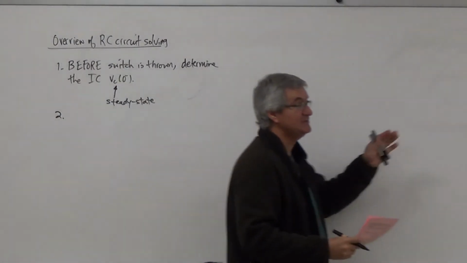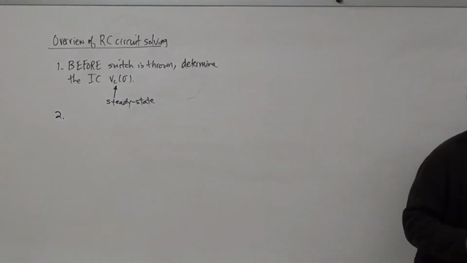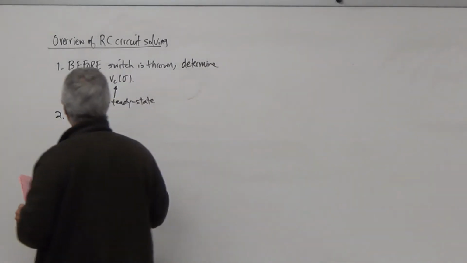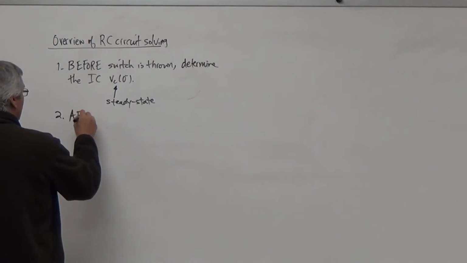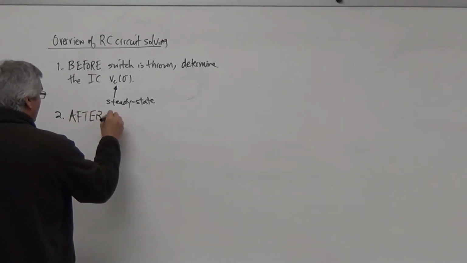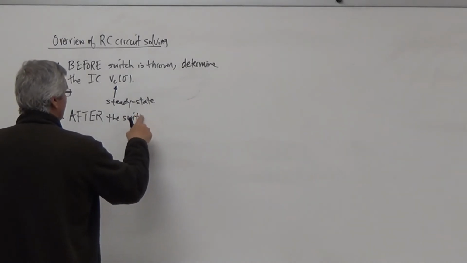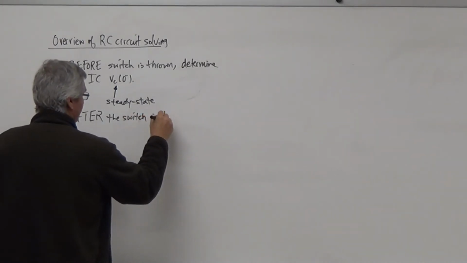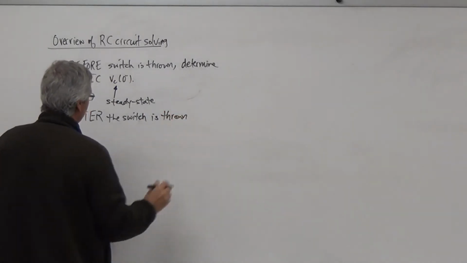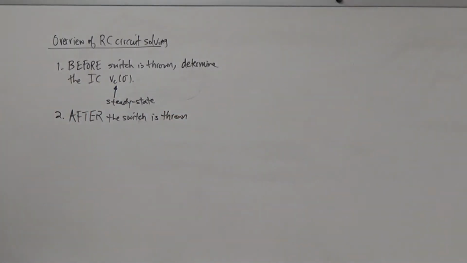And so now, what happens? I get that steady state. The switch is thrown. So now, after the switch is thrown, maybe I should just put quotes so I don't have to go back and erase. You'll figure it out, right?